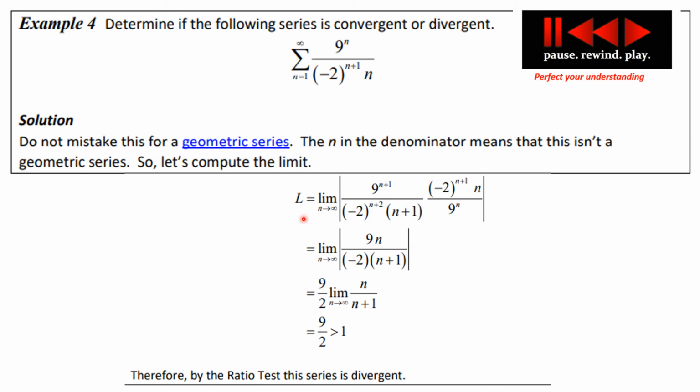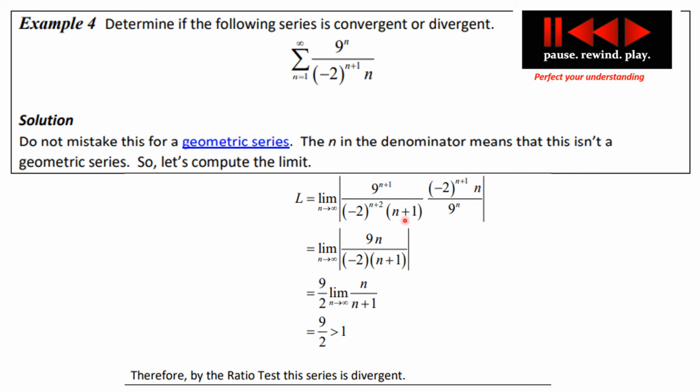So L then is what we compute. This is the limit as n goes to infinity of, this is a n plus 1. So I'm putting n plus 1 everywhere. So I get 9 to the n plus 1 over minus 2 whole to the n plus 1 plus 1. That's n plus 2 over n plus 1. And then I divide it by a n. But that's the same thing as multiplying by the reciprocal. So I get minus 2 to the n plus 1 times n over 9 to the n. Now, this is 9 to the n plus 1 over 9 to the n, so that is just a 9.